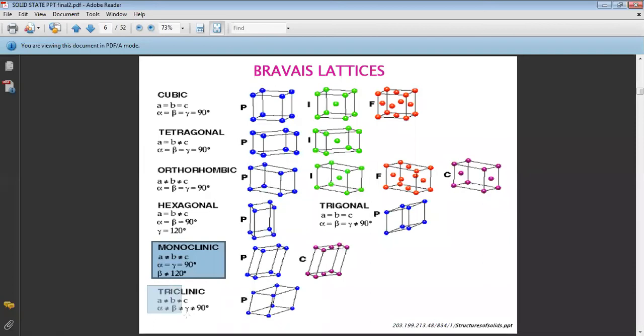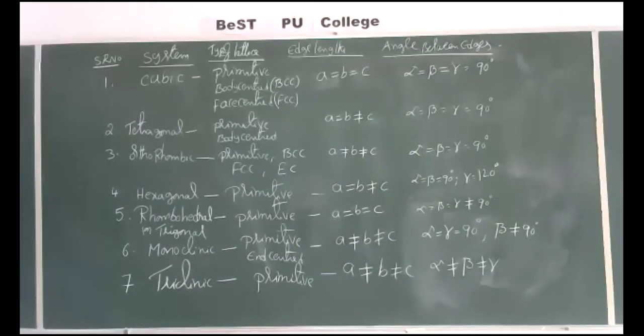And next one is triclinic. So in case of triclinic unit cell, all three edge lengths as well as all three angles are entirely different. Okay, so this is regarding types of crystal systems and the types of lattices present in those crystal systems. Okay, now board cleans. Okay, right.